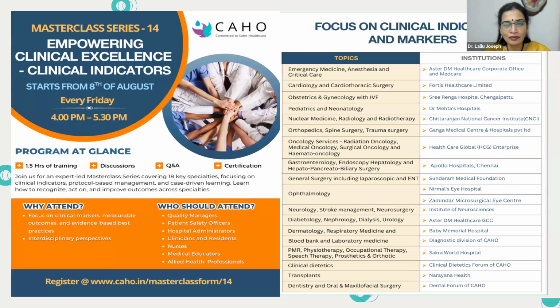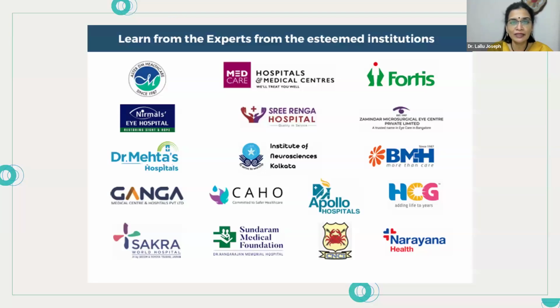So that's the idea. If you have not registered for this program, kindly use the link that is going to be shared by our team and register. It's going to be almost 18 weeks, 1.5 hours each. You can even invite your clinicians of the respective departments to join this program. The first-hand information from the clinical experts will be very useful to motivate your clinical departments to take part in this outcome exercise. These are the hospitals that are going to be presenting as part of this masterclass series of CAHO.